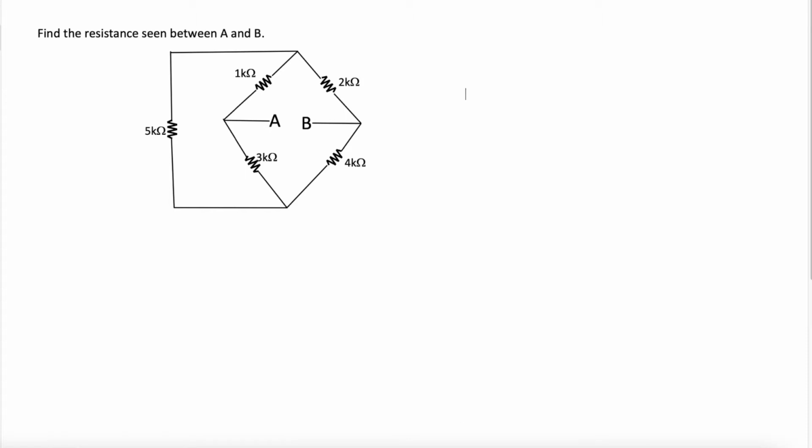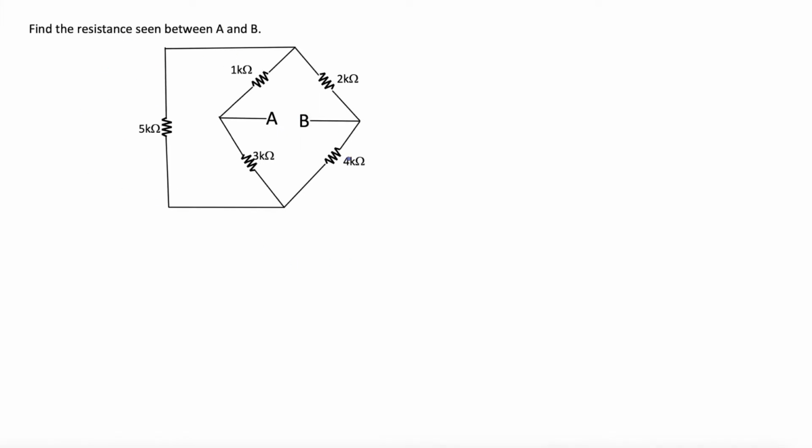So this is example number 2. As you can see here, we have to find the resistance seen between A and B, so in between A and B over here. And it looks kind of difficult. This circuit kind of looks tricky. I don't really know where to start. I don't really know what to do. That's kind of what I get.